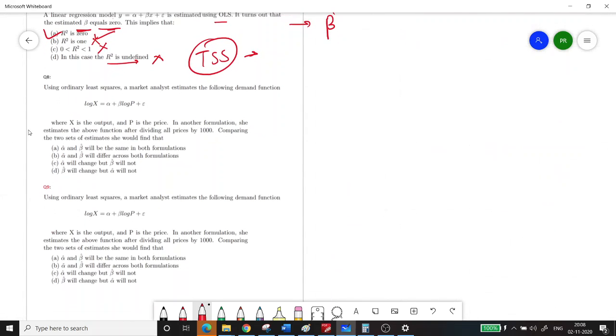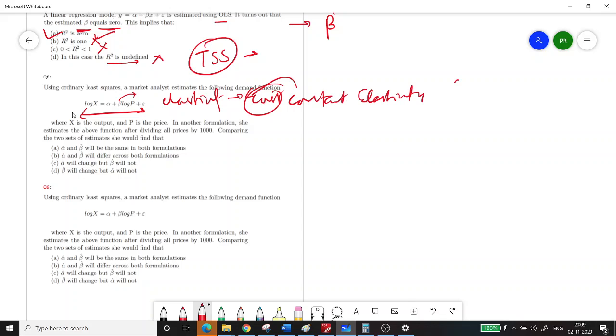Okay, let us move to the next question. It says that using ordinary least squares, a market analyst estimates the following demand function. So this is a double log regression function. In this case beta gives you the elasticity of output with respect to prices, and this is a constant. So they are also called constant elasticity functions. Where x is output, p is the price.